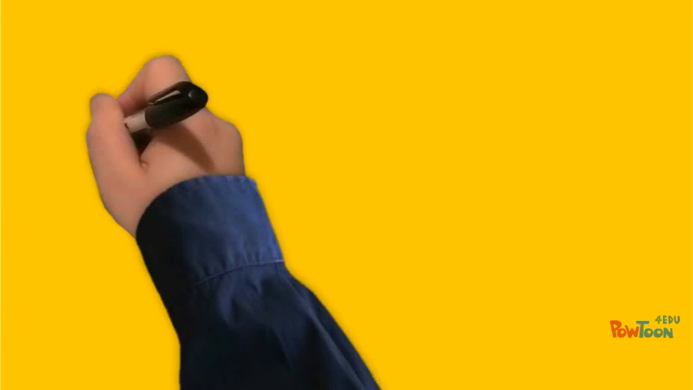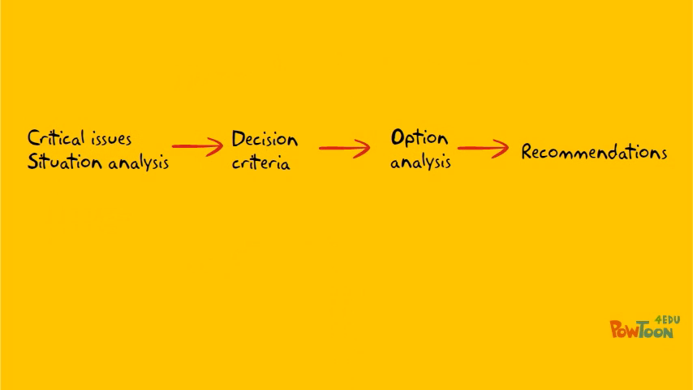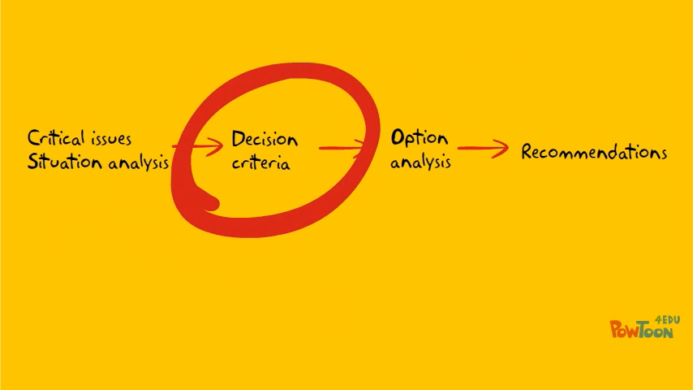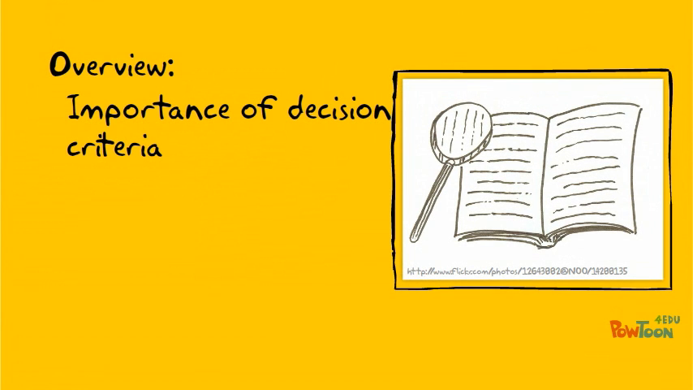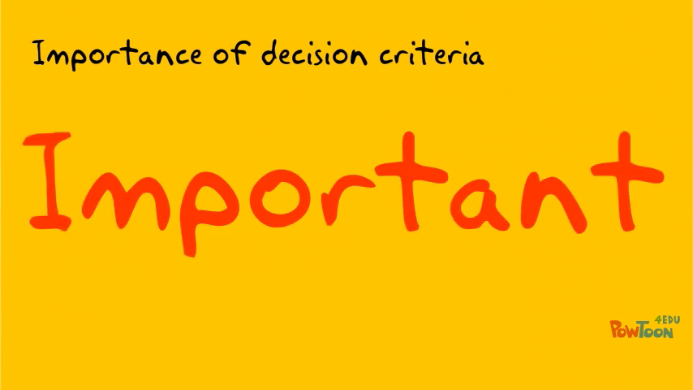Case Analysis Part 3, Decision Criteria. This video will discuss the second link in your chain of case analysis, your decision criteria. I'll discuss how important decision criteria are to this process. I'll define what makes for a good decision criteria, then I'll close off with some examples of bad habits you will want to avoid. Your decision criteria are bloody important.